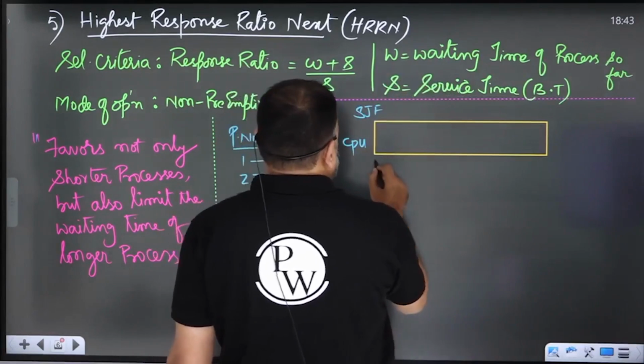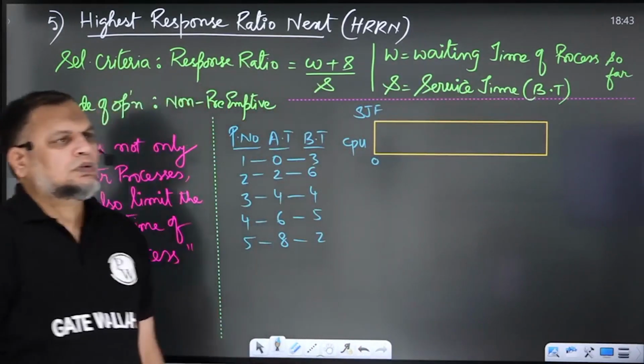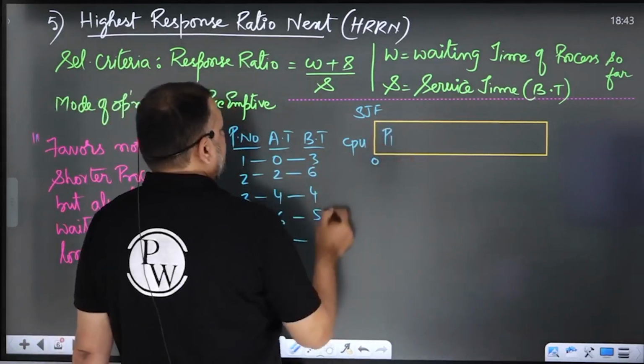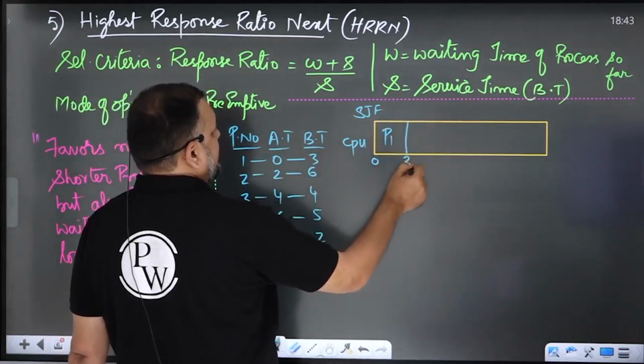The Gantt chart for SJF. Start at 0. Using SJF, which process do we start? So naturally we start with P1. It requires 3 units, non-preemptive, and completes at time 3.